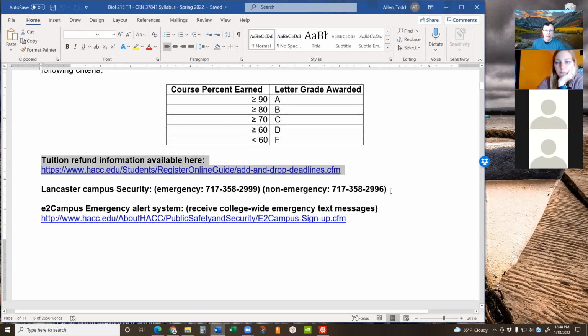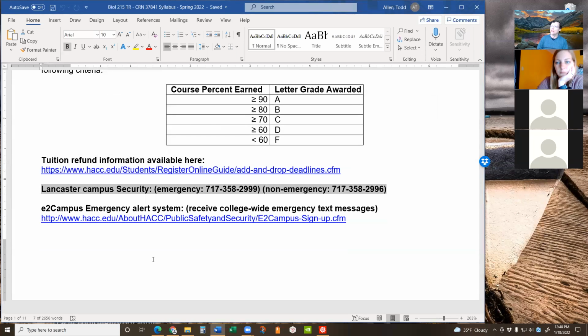Okay. Again, not relevant for remote conversations, but when we do get back to campus, I do like to make students aware of the security telephone numbers, because you never know when a situation is going to come up. But somebody might get sick and you might need to call for help. So the emergency number while you're on the Lancaster campus is 358-2999. The non-emergency number for things like you locked yourself out of your car, you got a dead car battery in the winter, you need a jump start, that would be 358-2996. It can be useful to have that information in your cell phone.